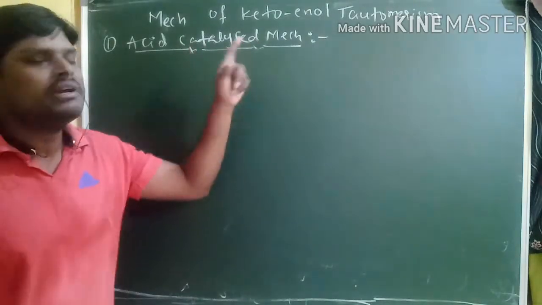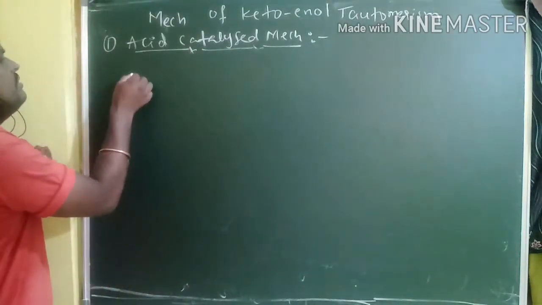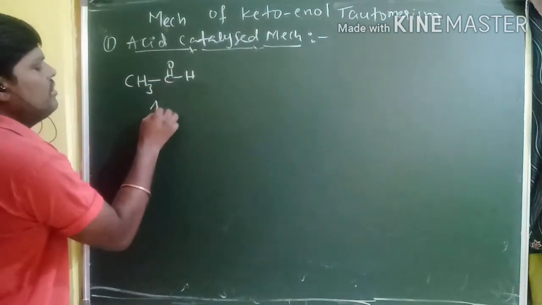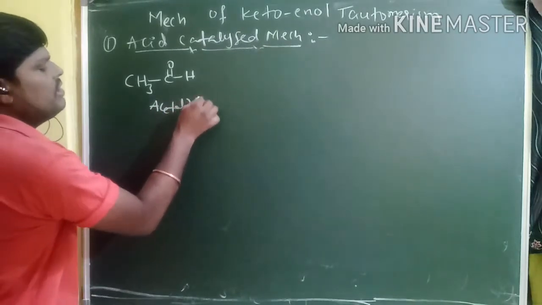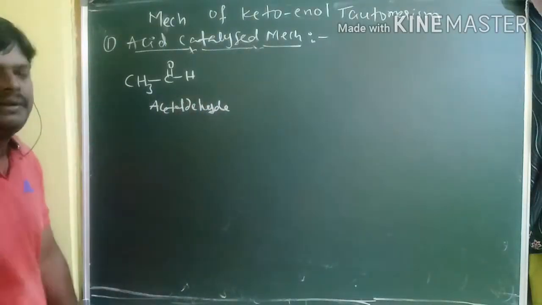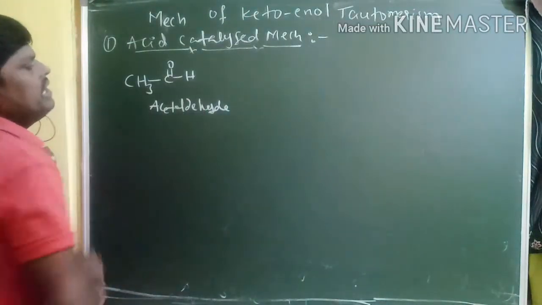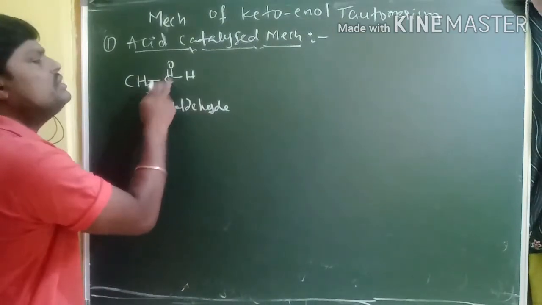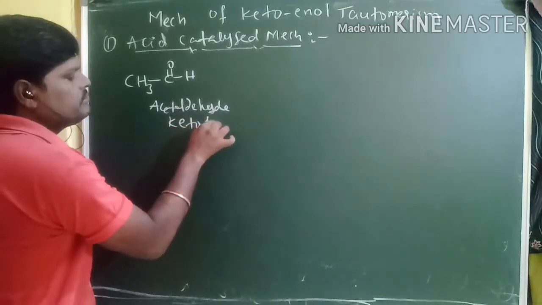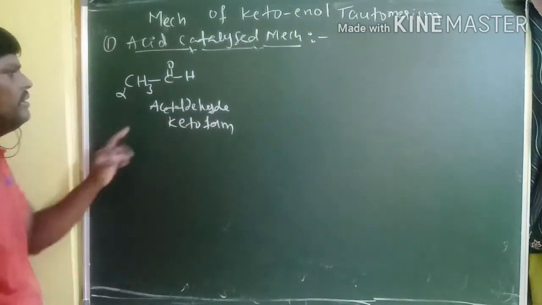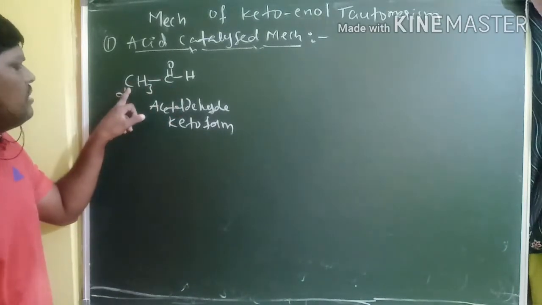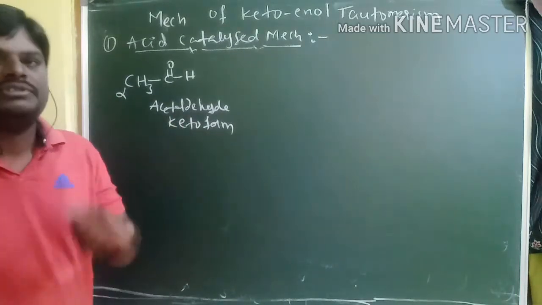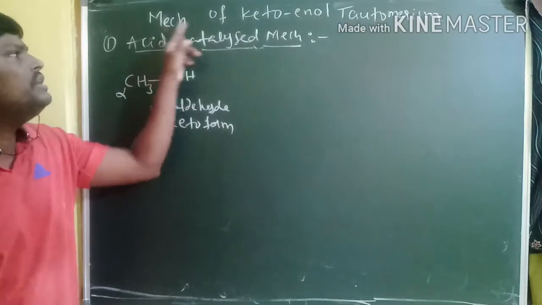Acid catalyzed mechanism. I am going to take a simple aldehyde, acetaldehyde. Here it is a carbonyl compound. In this carbonyl compound, the C double bond O group is the keto group, so this is the keto form. The next carbon after the carbonyl is called the alpha carbon, which has 3 hydrogens. These 3 hydrogens are called alpha hydrogens, and that is why this compound is involved in keto-enol tautomerism.